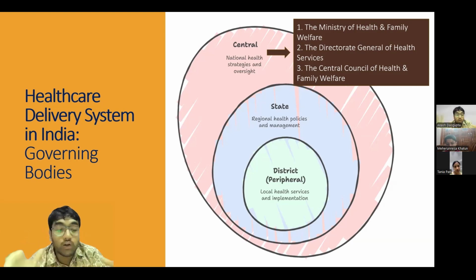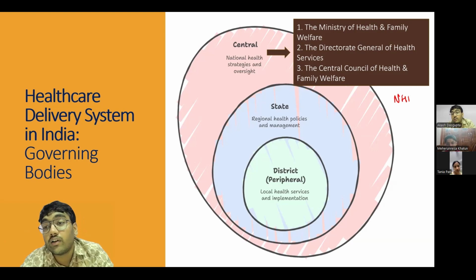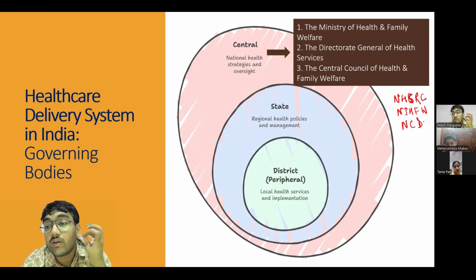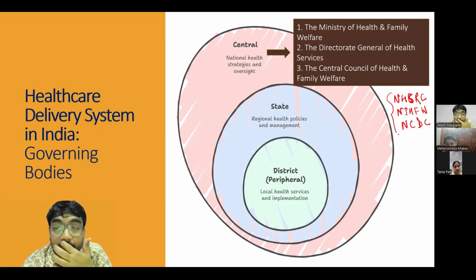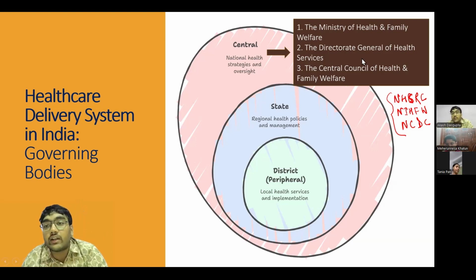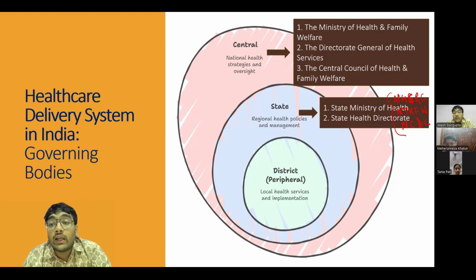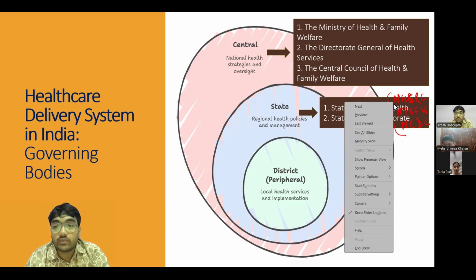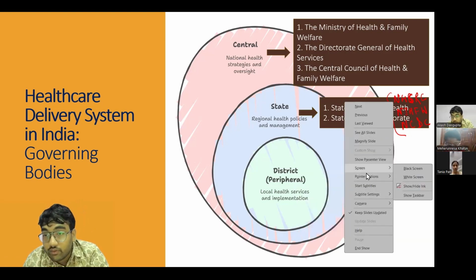You also have some bodies like the NHSRC, the National Health Systems Resource Center. You have the NIHFW, the National Institute of Health and Family Welfare. You have the NCDC, the National Center for Disease Control. All of these are adjunct institutions that report to the Directorate General of Health Services and contribute whenever they're required. At the state level, just a second, I will erase this.